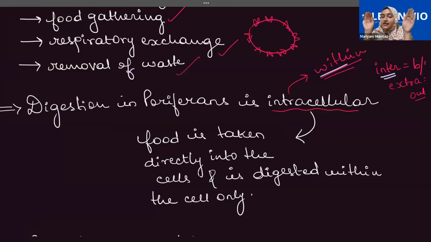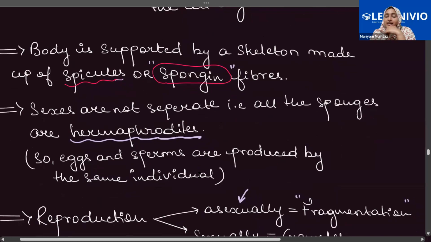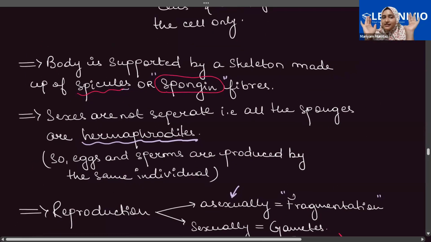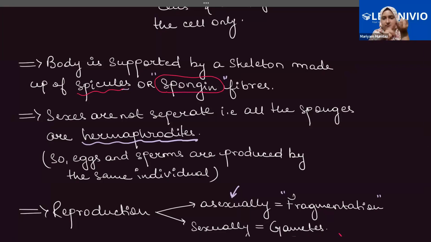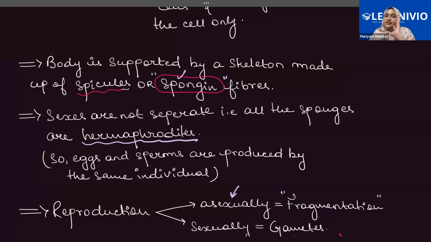So whatever digestion activity happens, it happens within the cell. Clear? Okay. After that, the body is supported by a skeleton. Now they have a skeleton present, but it is not made up of bone. It is not made up of cartilage. It is made up of spicules. Spicules are tiny, spiky things that are present in their body, and these spicules are made up of spongin fibers. There are certain fibers that make up these spicules in their body.